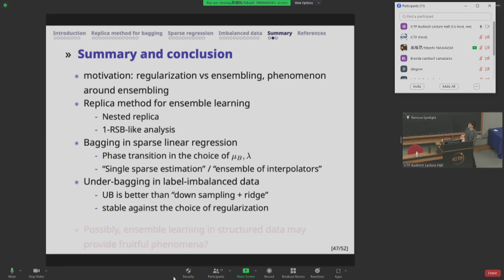And in the other case, which is a more structured case, the bagging method is much better than the regularization method. So these two applications are very simple, but possibly ensemble learning in more structured data may provide very fruitful phenomena. So I think it's nice to further proceed in this kind of direction.